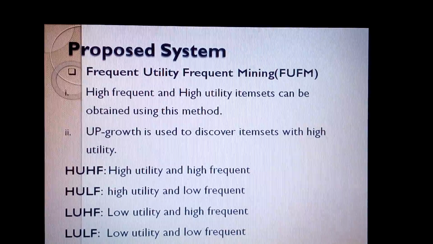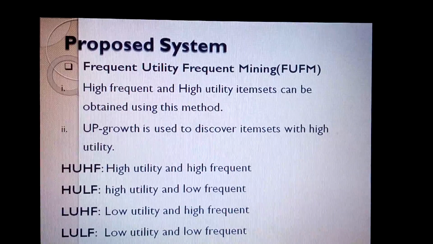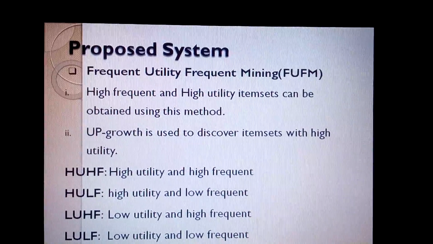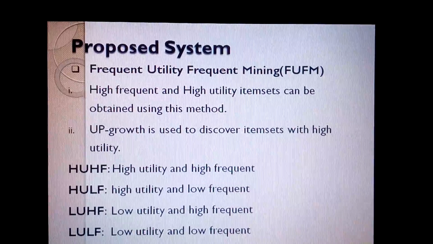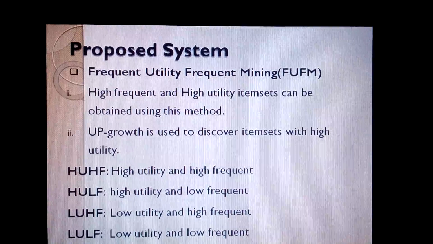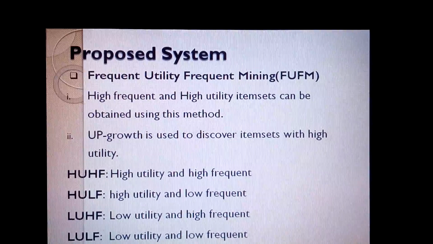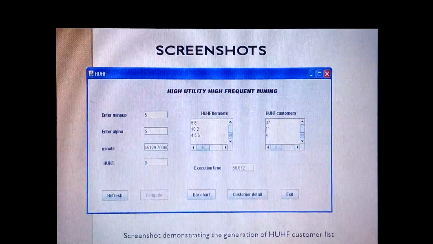In the proposed system, we use frequent utility mining. High frequent and high utility itemsets can be obtained using this method. UP-Growth is used to discover itemsets with high utility. There are about 4 frequencies used in this technology: high utility and high frequent, high utility and low frequent, low utility and high frequent, low utility and low frequent.